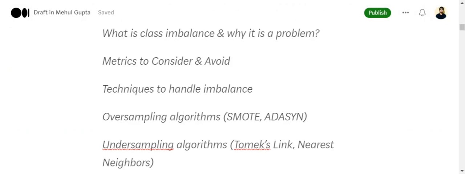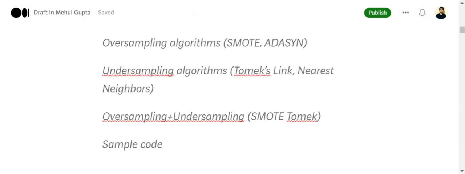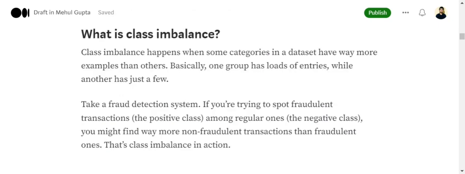Different techniques to handle class imbalance, and some algorithms around oversampling, that is SMOTE and ADASYN, undersampling, Tomek links and edited nearest neighbors, and a combination of both, that is SMOTE plus Tomek or SMOTE plus edited nearest neighbors, alongside a final code sample of how these algorithms can be implemented in Python. So let's get started. So first of all, we will try to understand what is class imbalance.